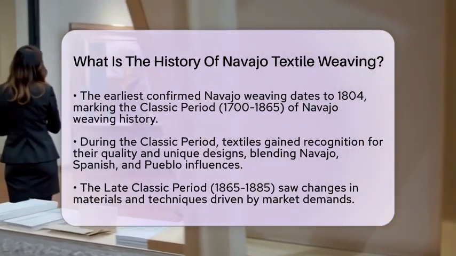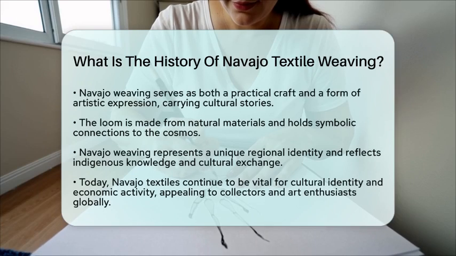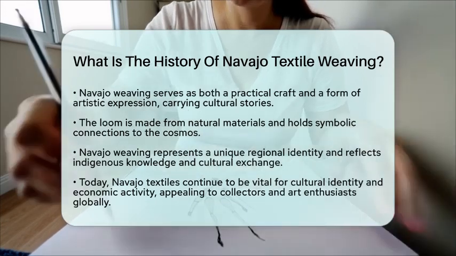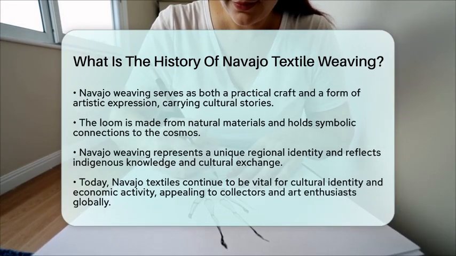In the broader context of art around the world, Navajo textile weaving represents a unique regional identity. It combines indigenous knowledge, adaptation to new materials, and cultural exchange. This art form shows how textile arts serve both functional and symbolic roles in societies.